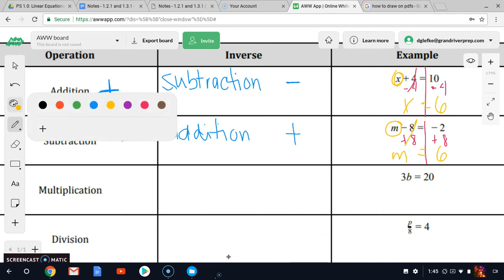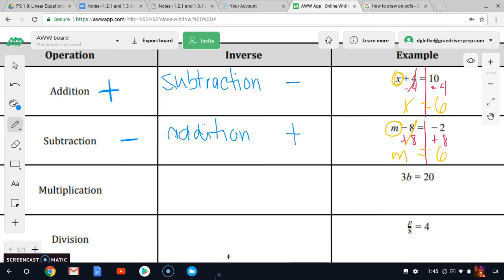Our next one is multiplication. For multiplication, we use a dot or a circle kind of like that. We also use parentheses for multiplication. We don't want to use the multiplication sign that you learned in elementary school, because that looks like a variable. We're going to be doing a lot of things with the variable, so we use the dot. So the opposite of multiplication is division.